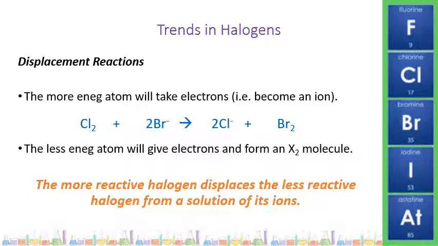And so the way to explain this using the word displacement is that the more reactive halogen displaces the less reactive halogen from a solution of its ions. So you can see that there is a solution of bromide ions in our reaction here. When we add a more reactive element like chlorine to it, the chlorine will take the electrons to become a chloride ion, forcing the bromide ions to form molecules.